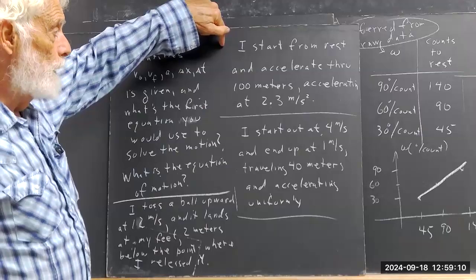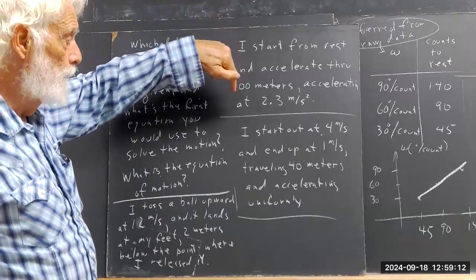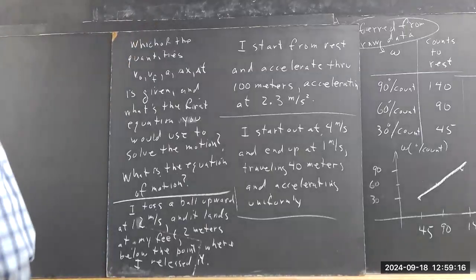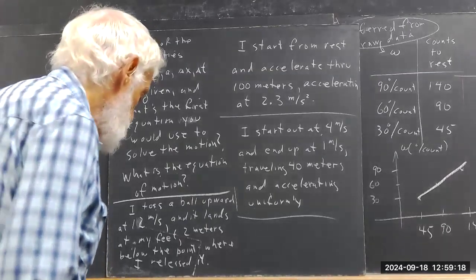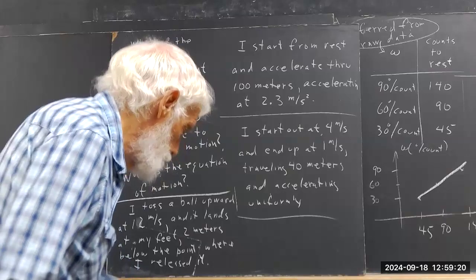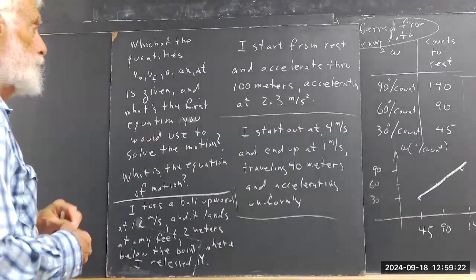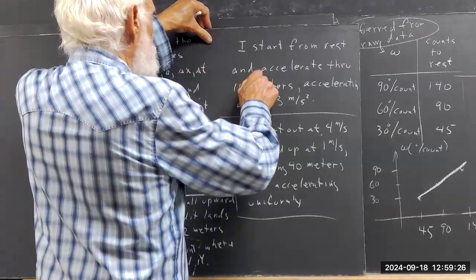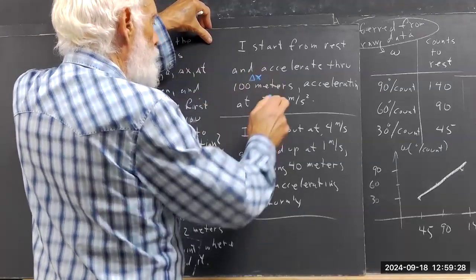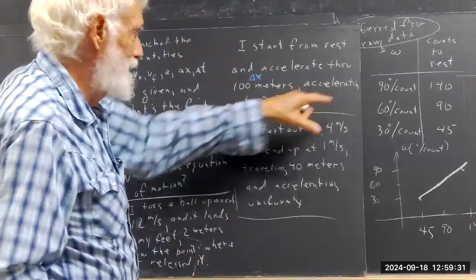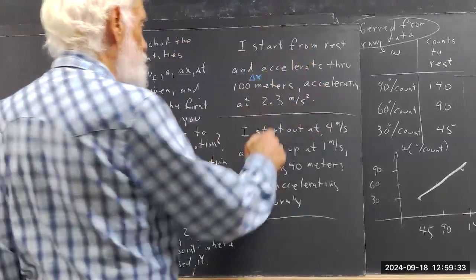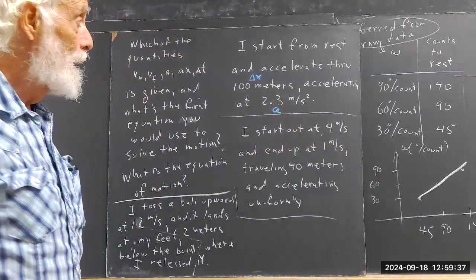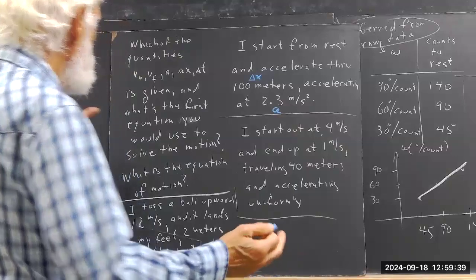Okay. I start from rest and accelerate through 100 meters, accelerating at 2.3 meters per second squared. Now there'll be a little slide. You just kind of indicate these quantities in here, then I'll kind of listen. So let's see. What do you know? 100 meters, that's going to be your delta X. 2.3 meters per second squared, that's the word acceleration. It must be acceleration. And we need a third one.